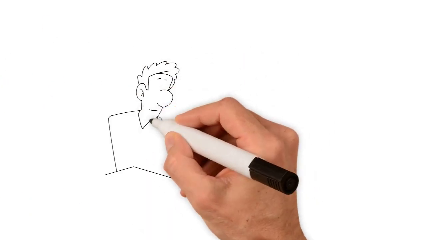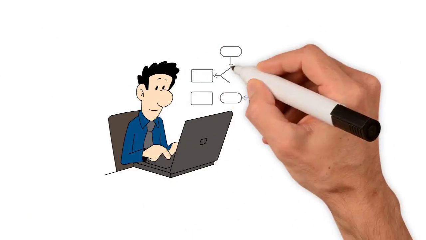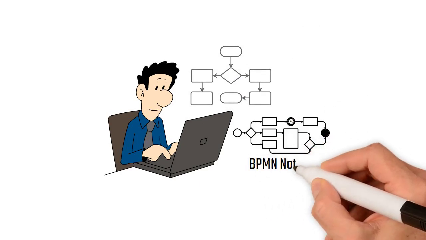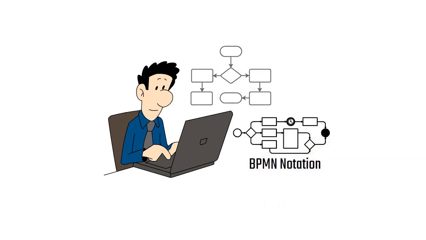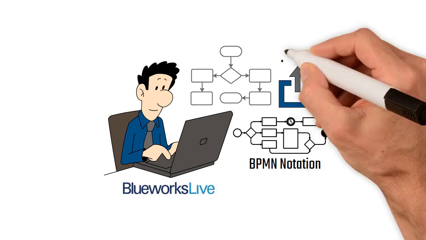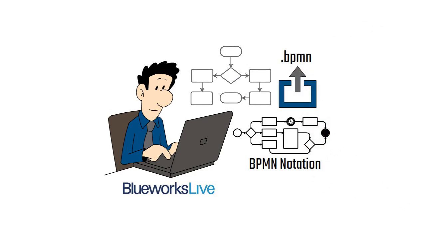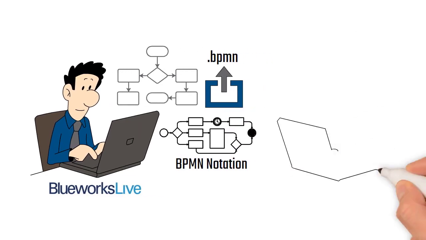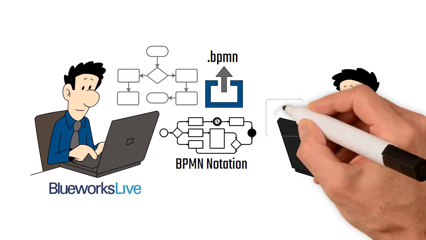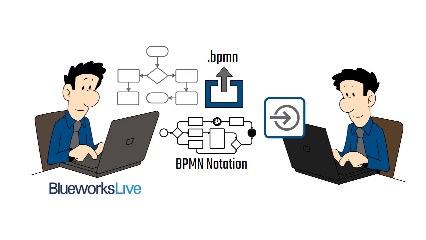What this looks like in practice is if you create a business process map or model in BPMN notation in a proper process mapping platform like Blueworks Live, then you're able to simply export that .bpmn file out of your process mapping platform and import it directly into your process management and execution platform.